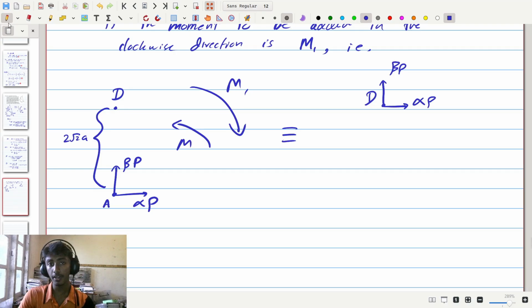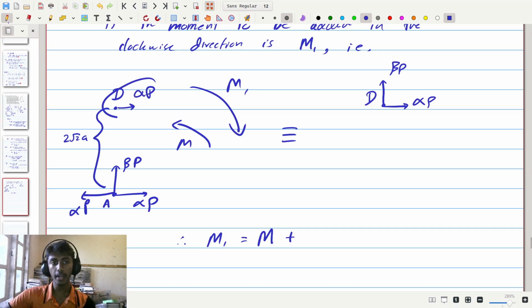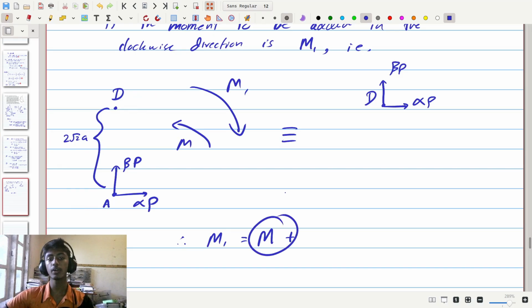If this is equivalent, then we must have the case that the m1 moment is equal to, as we discussed, the m moment plus the moment required to move the force of alpha p from the point A to the point D. If we put alpha p here and an alpha p at D, we can see the moment required is alpha p times 2 root 2a. So therefore, we need m1 equals m plus 2 root 2a alpha p.